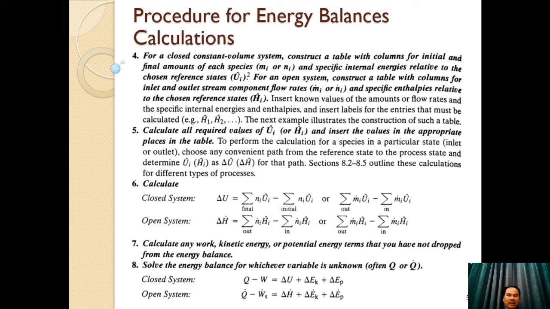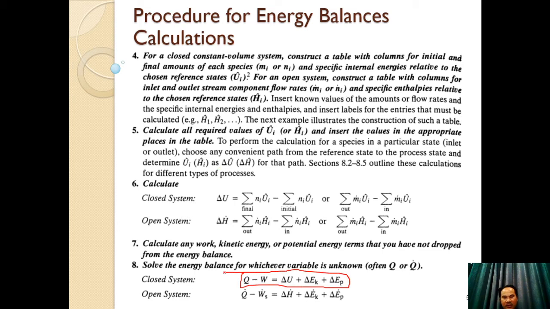For the open system, we have to calculate delta H dot, the enthalpy rate, which equals the summation of n_i H_i out minus the summation of n_i H_i in, or the summation of m_i H_i out minus the summation of m_i H_i in. And then you calculate the work, kinetic energy, and potential energy terms that you have not dropped from the energy balance. And the last step is to solve the energy balance. For the closed system, you use this equation.